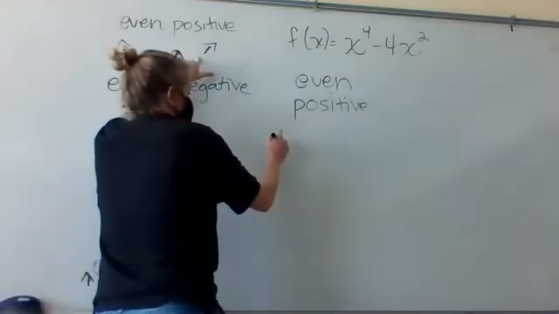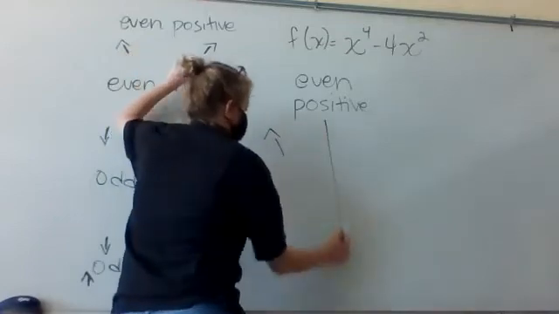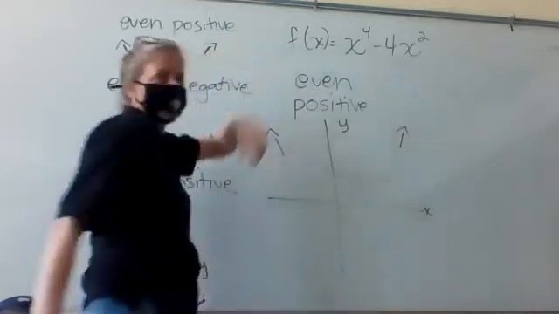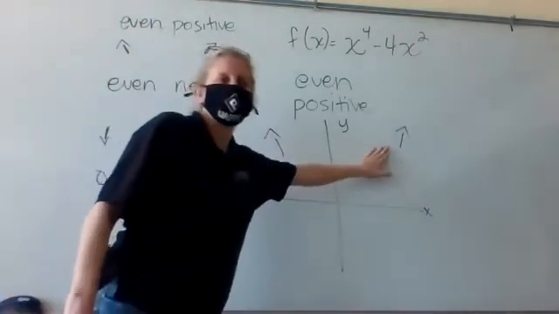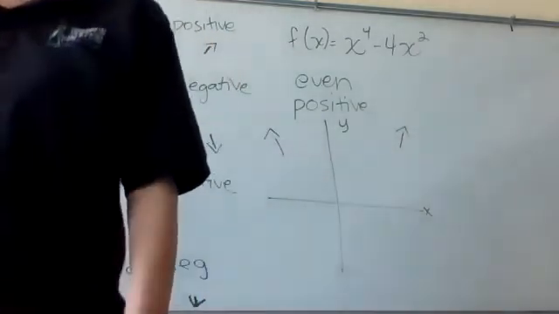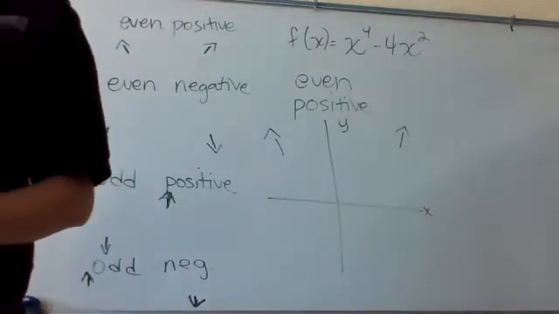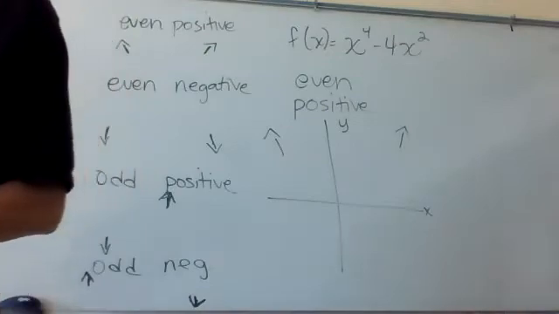Even positive means right side up, left side up. I mean left side up, right side up. Both up. And what is that? D as in dog? E as in dog. Both up.